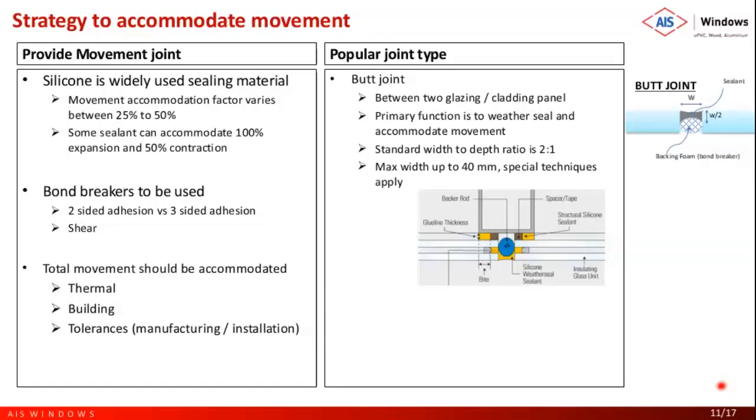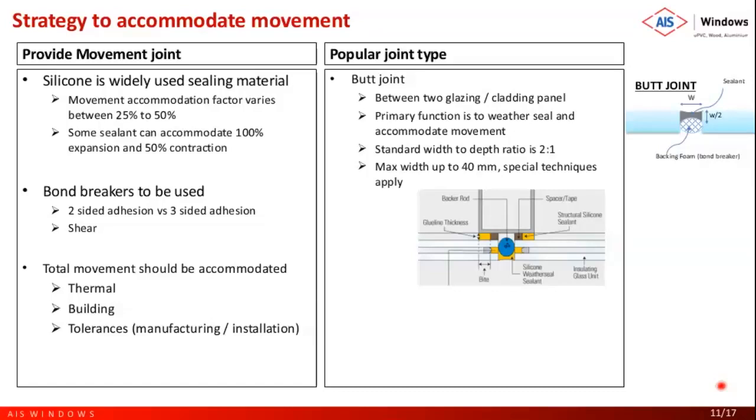The standard width to depth ratio is 2:1. Many a time 3:1 is also used. The maximum width we can go up to is 40 millimeter, using a special technique. We should not actually go above 30 millimeter, but 40 millimeter can still be achieved. But this may need a special recommendation and consultation with the sealant supplier.